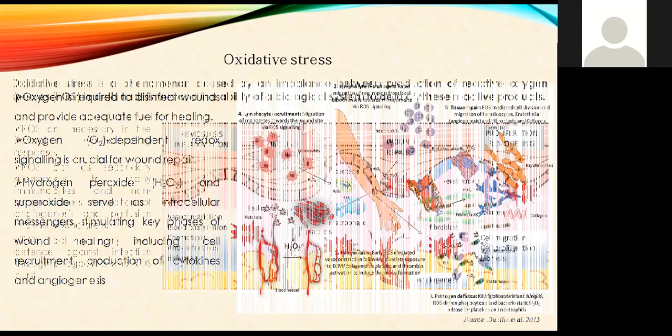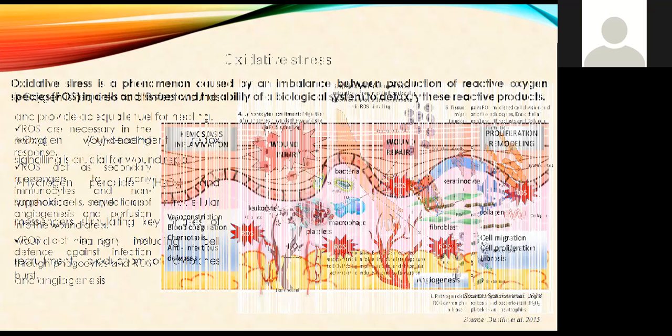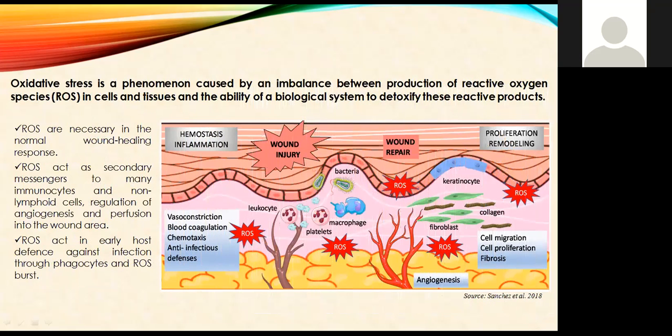In this figure, it is also seen that normal wound healing requires ROS at all the phases, like vasoconstriction, blood coagulation, chemotaxis, anti-infectious defenses, angiogenesis, cell migration, cell proliferation, and fibrosis. But if any imbalance happens between the production of ROS and its defense through the intracellular antioxidant machinery, it will lead to a condition called oxidative stress, which is more harmful for wound repair. So, next slide.